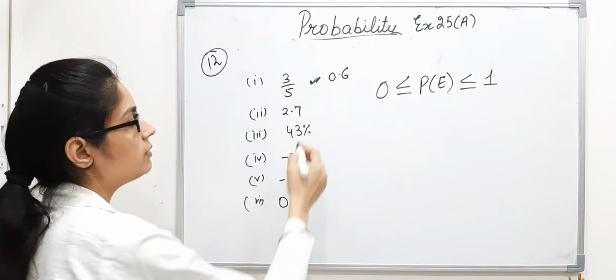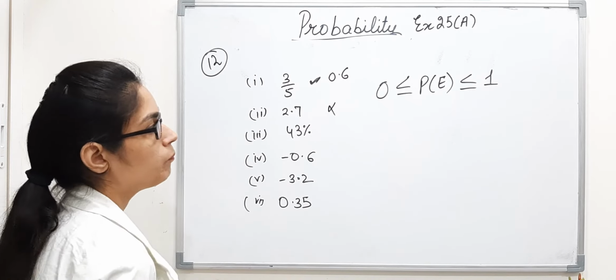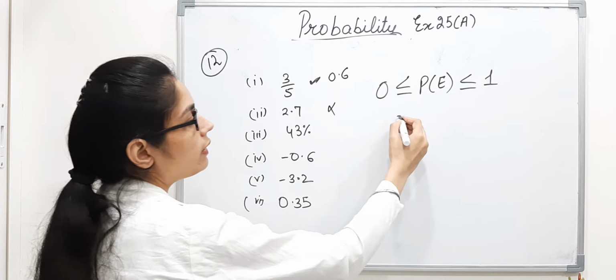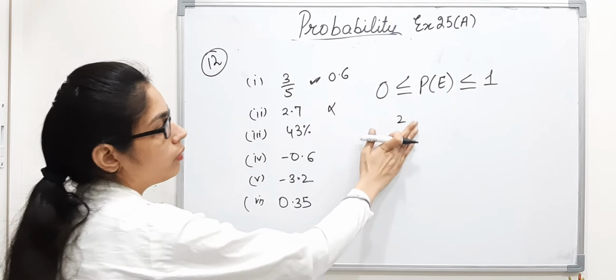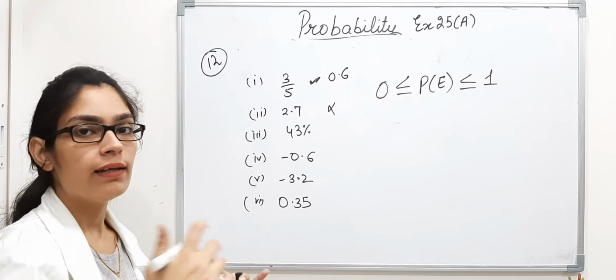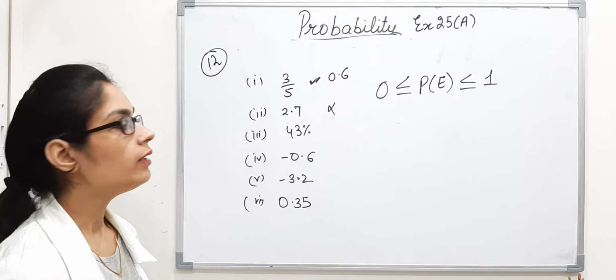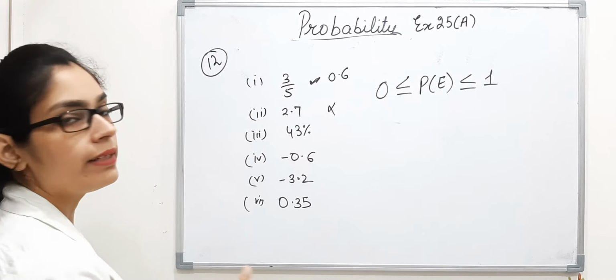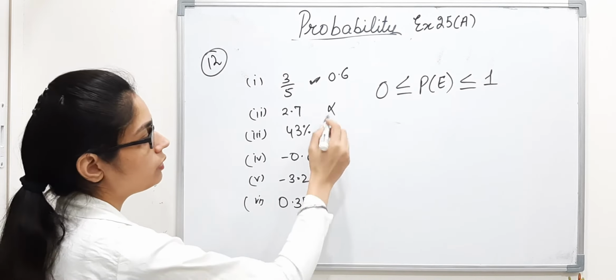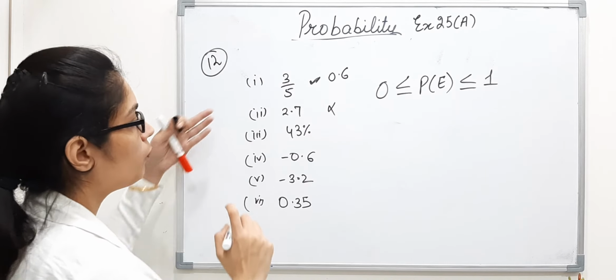2.7, I can see this is greater than 1. Any number like 2.7 means this number is greater than 2 also. So in probability only the numbers which are less than 1 or equal to 1 are possible, not greater than 1. So 2 is greater than 1, so this cannot be the value of probability.